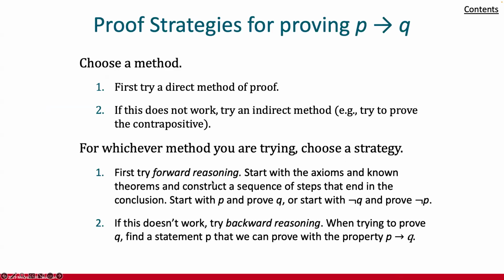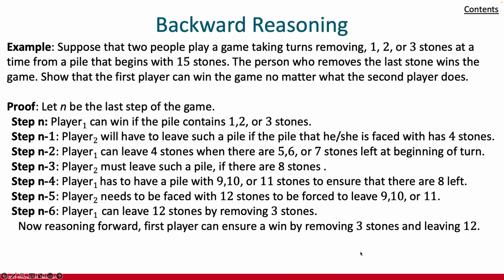First, try forward reasoning. Start with the axioms and known theorems and construct a sequence of steps that will end in the conclusion. And if that doesn't work, try backward reasoning, where we try to prove Q by finding a statement P that we can prove with the property if P then Q. We can be thinking about backward reasoning. And so here's an example.